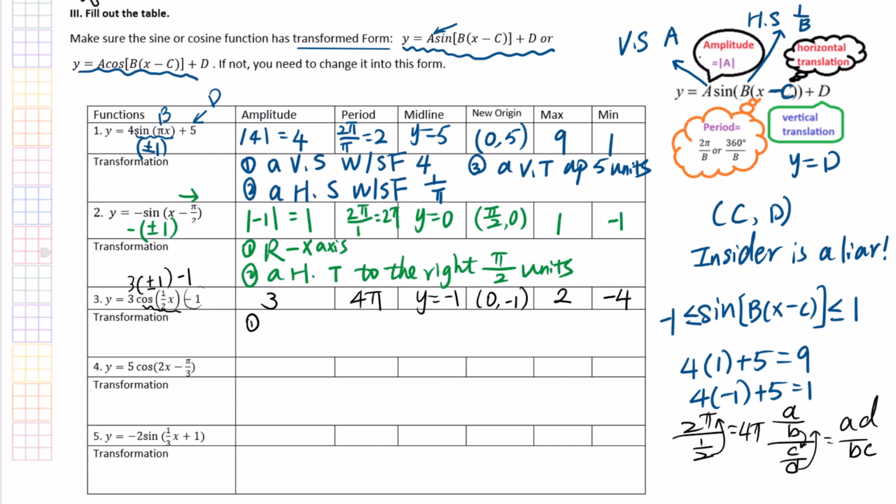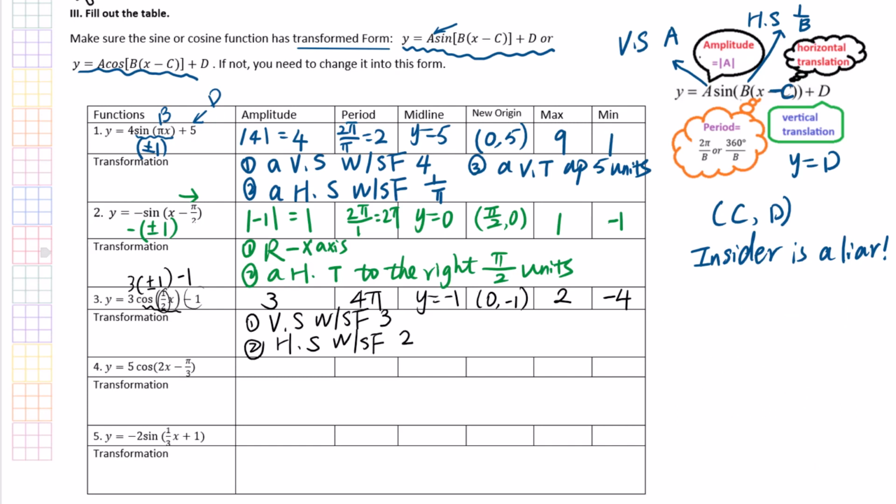Translation. Vertical stretch with a scale factor of 3. Second step, horizontal stretch with a scale factor of the reciprocal of 1 over 2, which is 2. Vertical translation down 1 unit. Let's go to number 4.